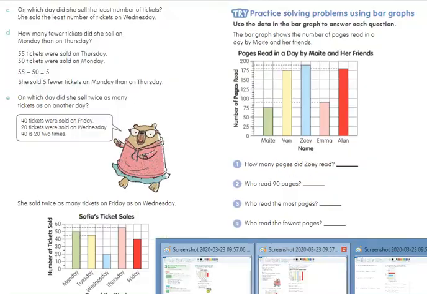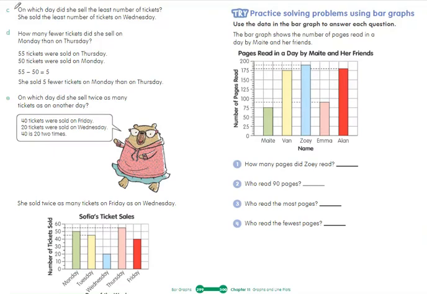All right, still using the same graph. Let's go to C. On which day did she sell the least number of tickets? So I'm going to look for the smallest bar. So the least number of tickets would be on Wednesday. She sold the least number of tickets on Wednesday. And notice that I'm not just saying Wednesday, I'm putting it in a number sentence.